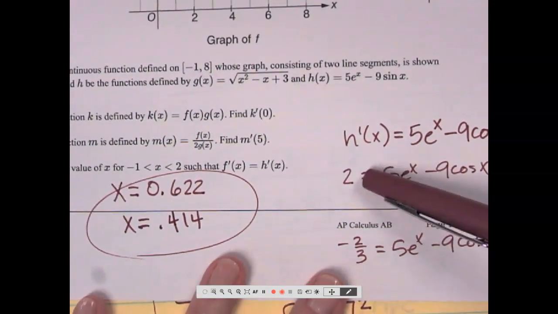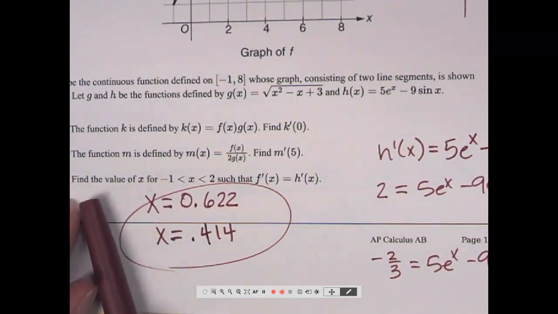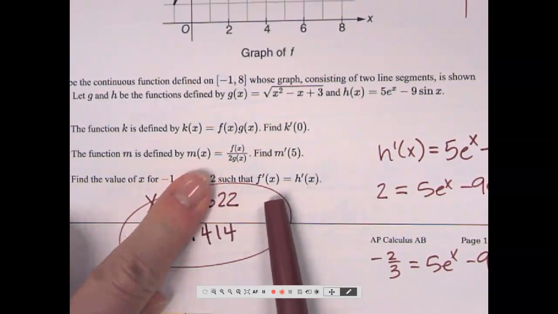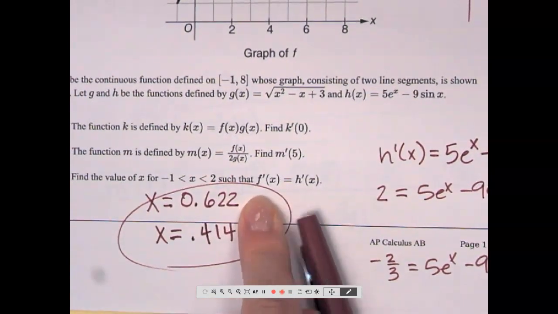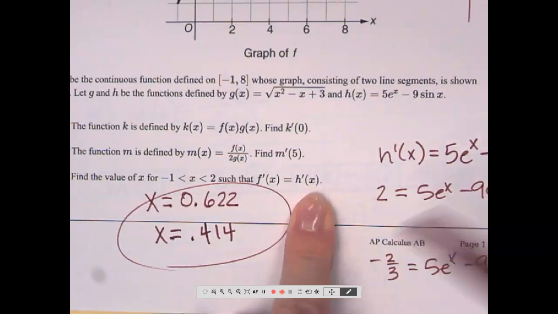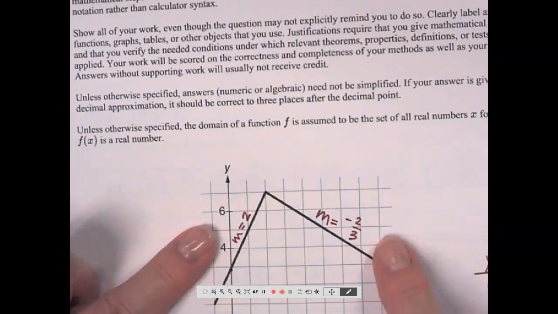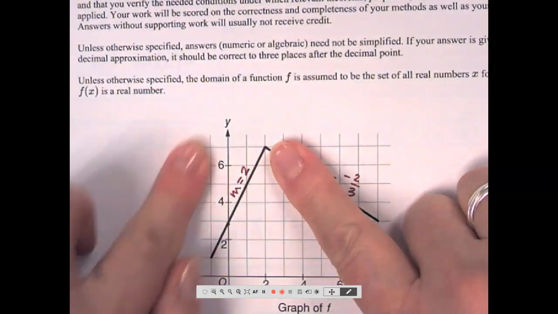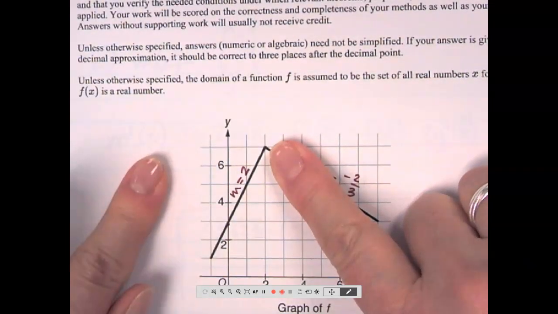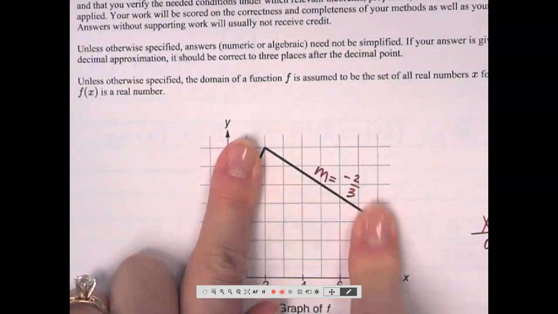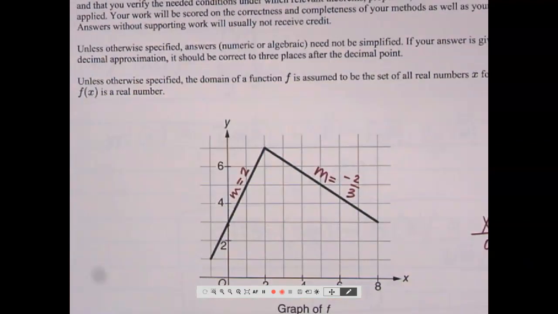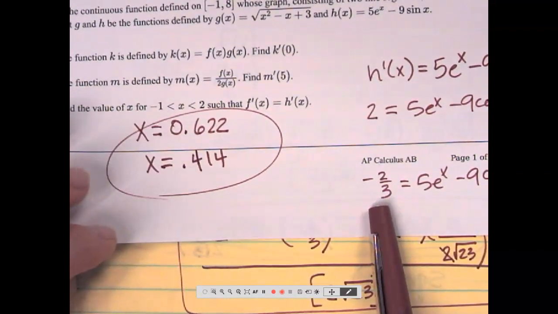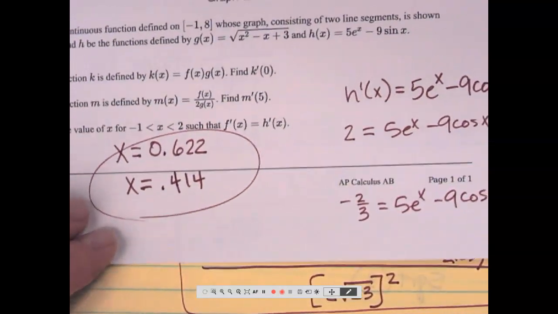Okay, so why we had to set this up both times is because it said find the value of x between -1 and 2, where the derivative of f equals the derivative of h. But the derivative of f equals two different numbers. Everything over here has a derivative, aka slope, of 2. Everything over here has a slope of -2/3. And that's it. You find no other slope on there. So that's why I had to set it equal to both of them. And now we submit. Okay?